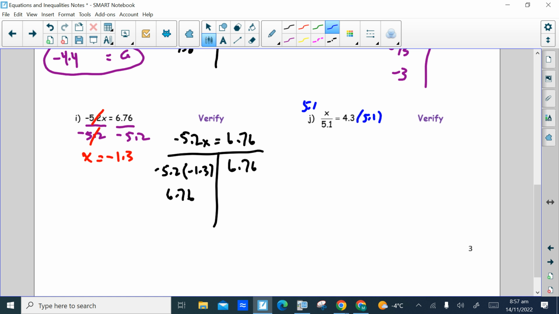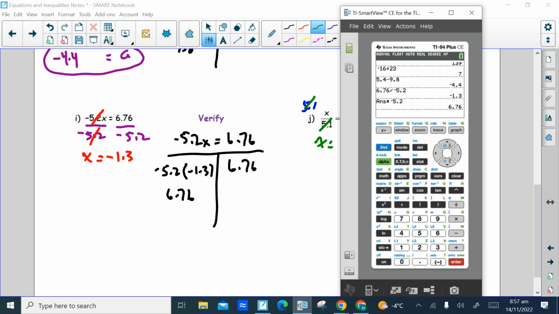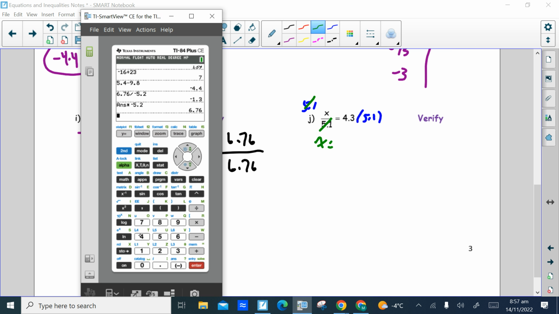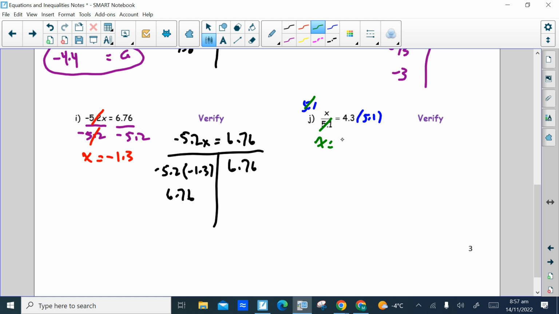Okay, so those are hooked together by division, so we do the opposite, which is multiply both sides by 5.1. And the reason this works is because on the left, 5.1 divided by 5.1 is 1. When you divide something by itself, you'll get 1. 1x, or just x, equals. On the right side, 4.3 times 5.1 is 21.93. That's the answer that we get. And so that's the number you need to put in your check.